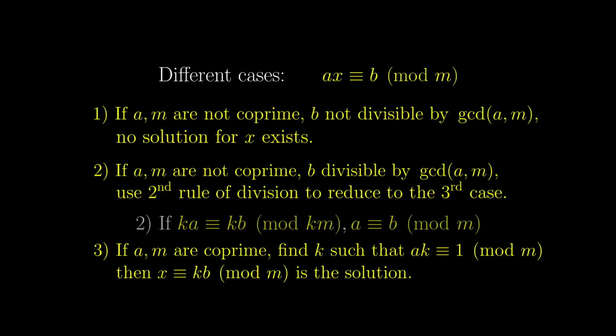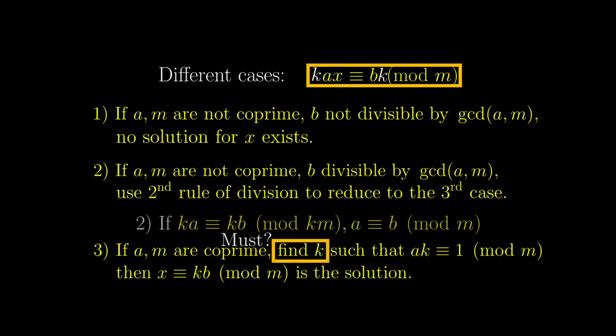Let's say there is another integer k, so that k times a is congruent to 1 modulo m. Then if we multiply both sides by k, we would have x congruent to kb modulo m, which will be the solution. But why does it work? Must there be an integer k so that ak is congruent to 1 modulo m? Yes, and the proof of this is quite involved.